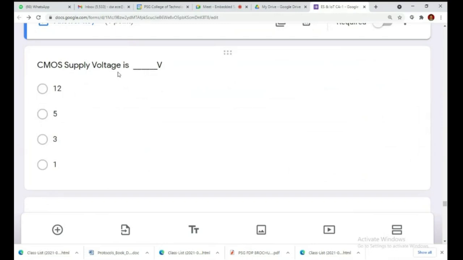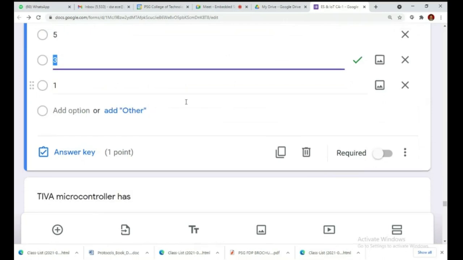So CMOS logic is 3.3 volts, right? As we all know, 12 volts is RS232 logic, 5 volts is TTL logic, 1.8 volt is the voltage which is used inside the processor. So CMOS supply voltage is 3.3 volts. So 3.3 volt is the right answer.